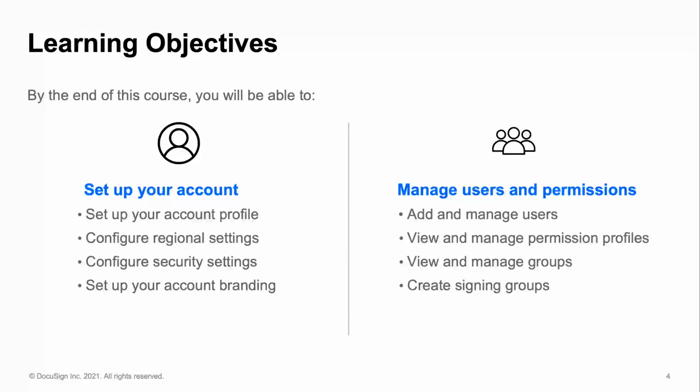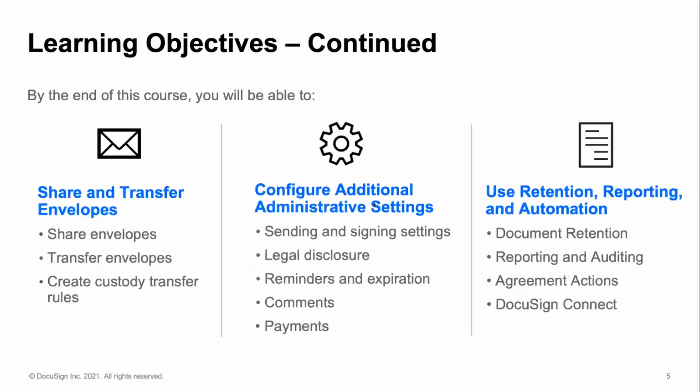Now I want to walk through our learning objectives. Our session is going to be split up into 2 different parts. Part 1, before the break, will cover setting up your account. So going through some of the basic details of configuring your account profile, your regional settings, security settings, as well as branding. Then we'll go into managing users as well as establishing permissions. Then we'll take a quick little break and we'll come back and walk through these objectives.